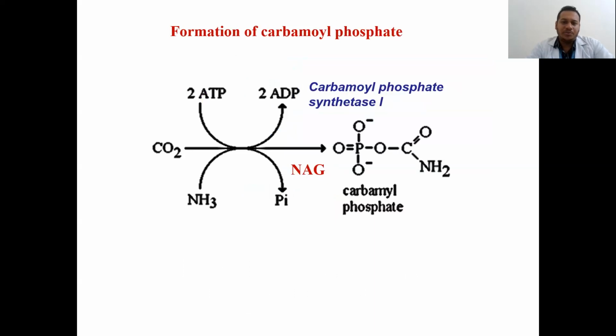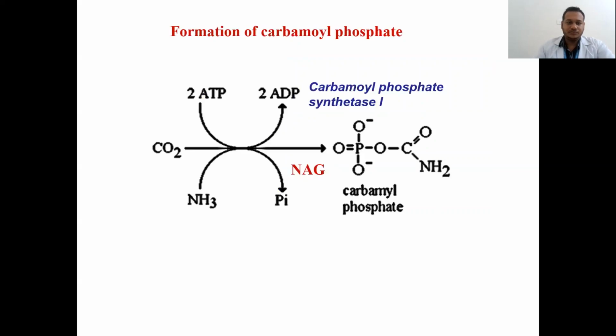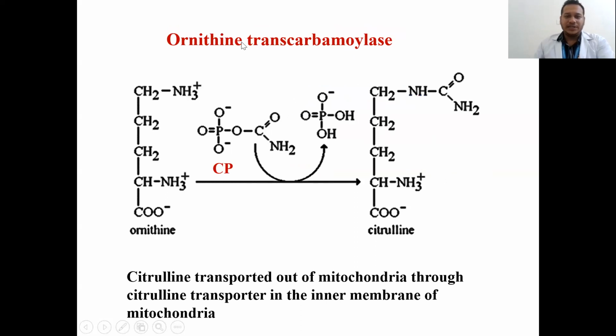So the formation of carbamoyl phosphate: ammonia and carbon dioxide with the help of N-acetyl glutamate and carbamoyl phosphate synthase 1 form carbamoyl phosphate. Next, ornithine transcarbamylase is the enzyme where ornithine gets converted into citrulline. The citrulline is transported out of the mitochondria through the citrulline transporter in the inner membrane of the mitochondria.